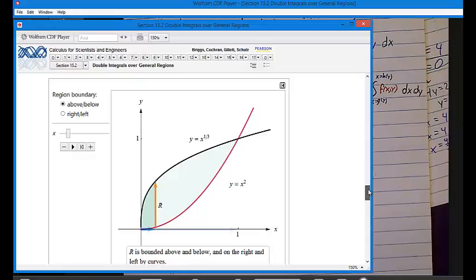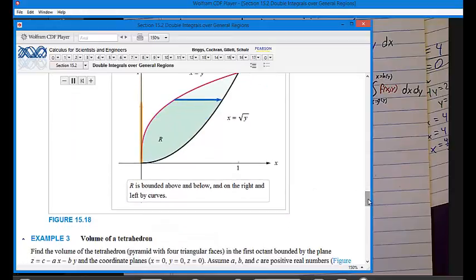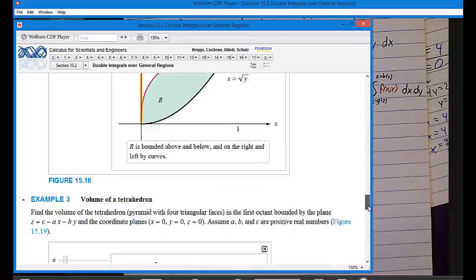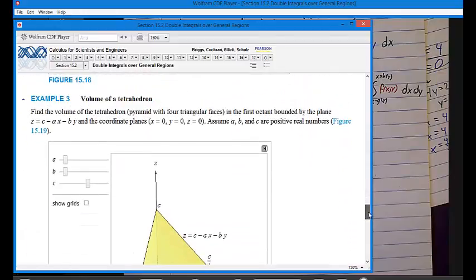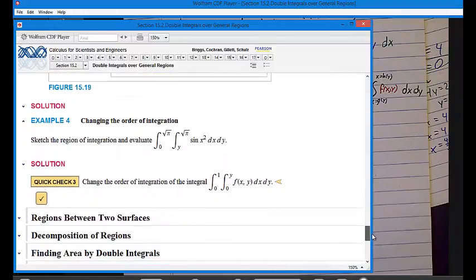What do you think, guys? Vertically simple or horizontally simple? Or both? Oh, I didn't see the blue. This is a nice one. Yeah, this one's both, right? You can see as R goes by, we're always nice and continuous. Volume of a tetrahedron was a nice example.